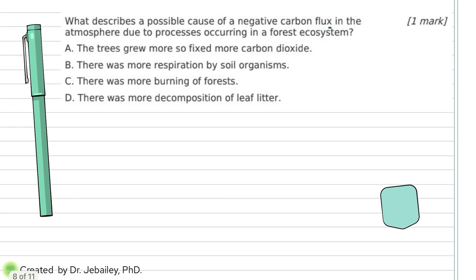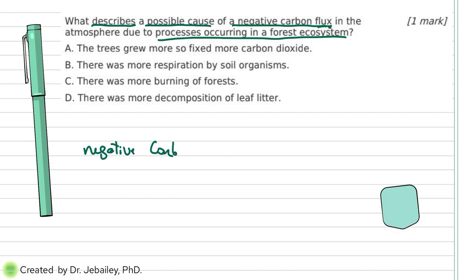The next question says, what describes the possible cause of negative carbon flux? That means the carbon is coming out into the atmosphere due to a decrease of something occurring in the forest ecosystem. So when I say the word negative carbon flux from the atmosphere, it means I am reducing the amount of CO2 in the atmosphere. That's what it means, negative carbon flux. That means less carbon dioxide in the atmosphere.